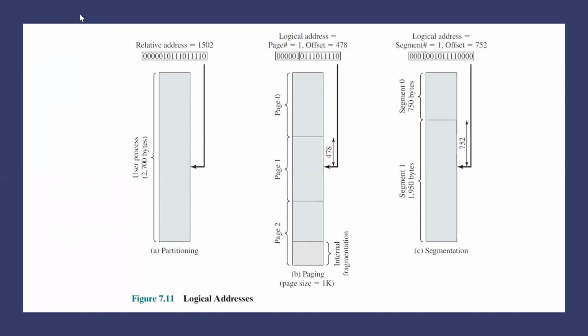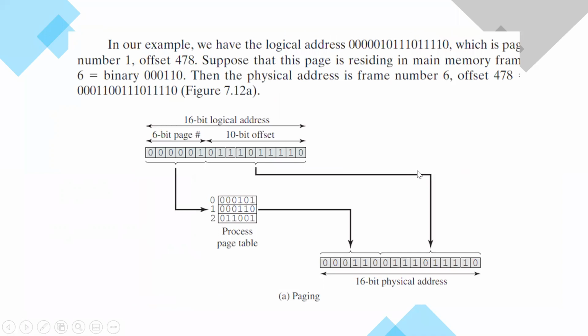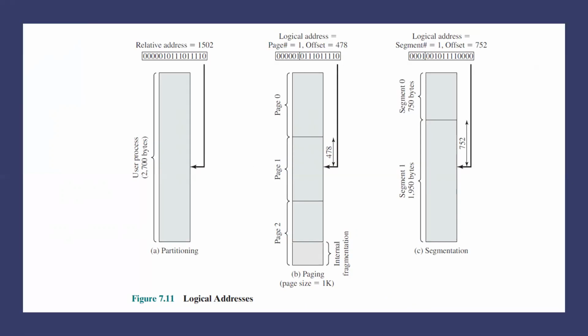So the following steps are needed for address translation. Number 1, extract the page number as the leftmost n bits of the logical address. Use the page number as an index into the process page table to find the frame number K. The starting physical address of the frame is K times 2 sub M, and the physical address of the referenced byte is that number plus the offset. This physical address need not be calculated; it is easily constructed by appending the frame number to the offset.